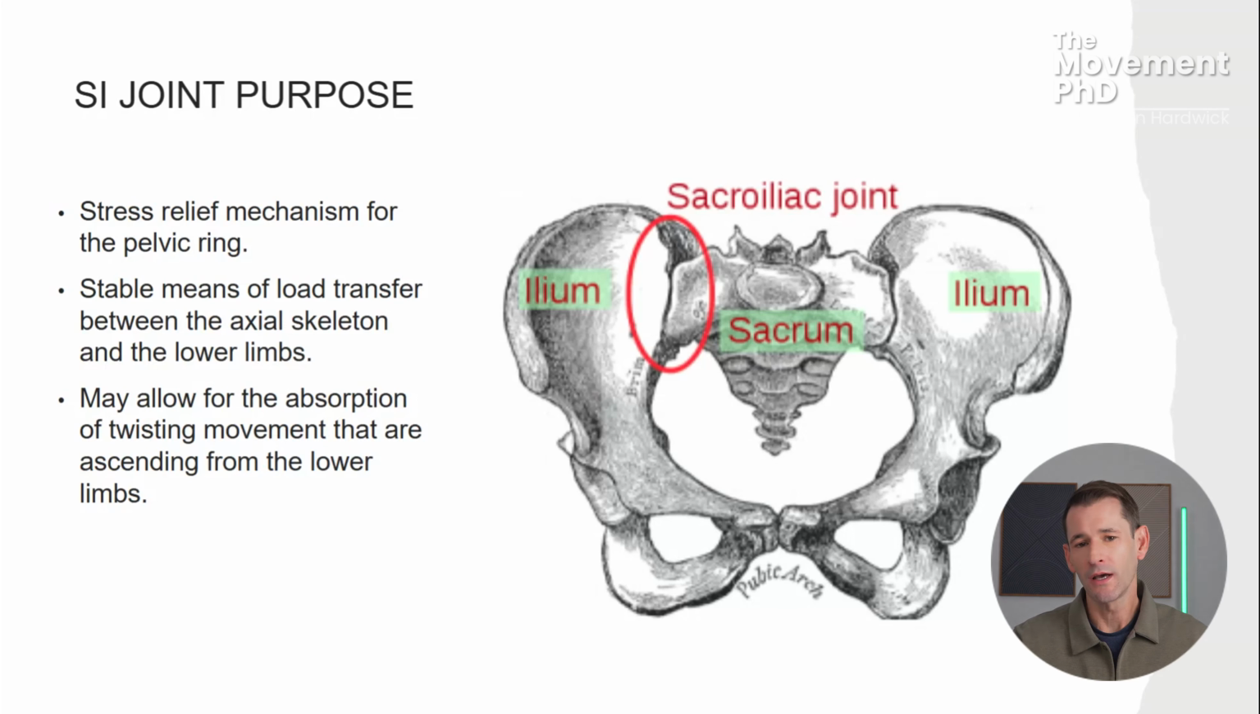That is particularly evident when there are unilateral forces or twisting motions through the pelvic ring that come up through the lower extremities. So think about sprinting, running, stairs, all these kinds of things put twisting or unilateral forces on the pelvic ring. The SI joint may be allowing for some absorption of that energy or shock.